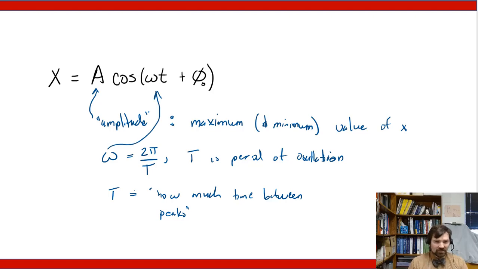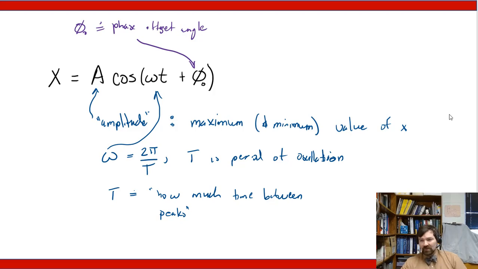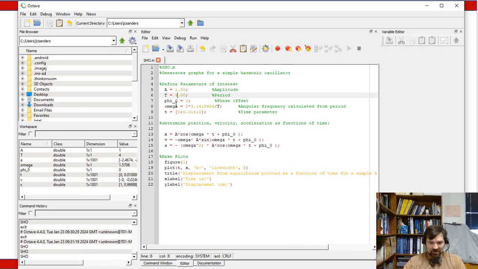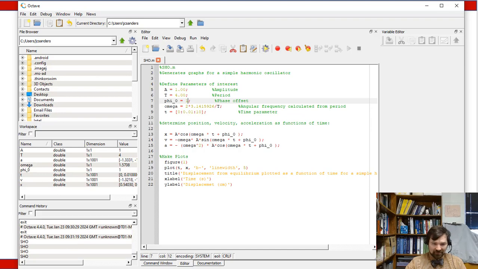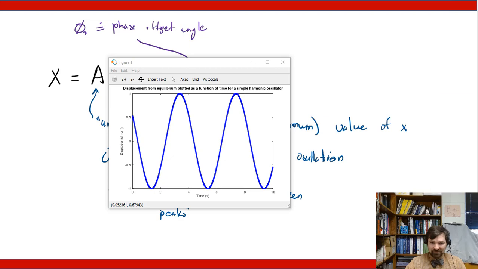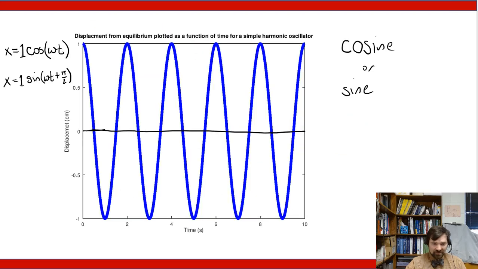What about this term right here, phi naught? So this is called the phase angle or phase offset. And here I have it set originally as 0, but what happens if we change it? So I'm going to change it from 0 to, let's say, 1. And I'm going to replot here. Okay, so here's the new graph with this changed to 1. Here's the old graph.